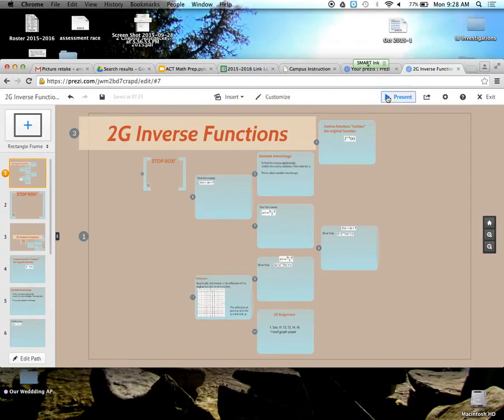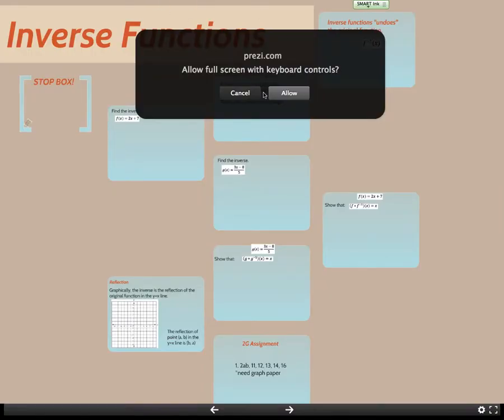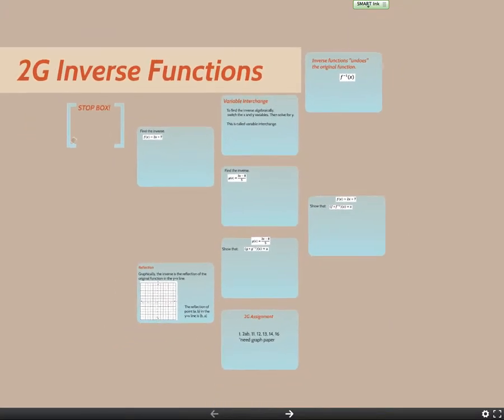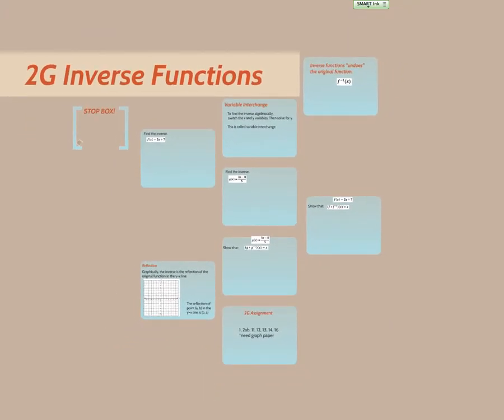2G is inverse functions, and I know you guys already know a little bit about what an inverse is. You've used inverse operations all the time. Carrie used inverse operations when she solved that problem. It happens a lot. But today we're going to talk about inverse functions.